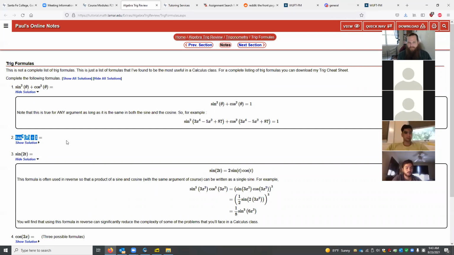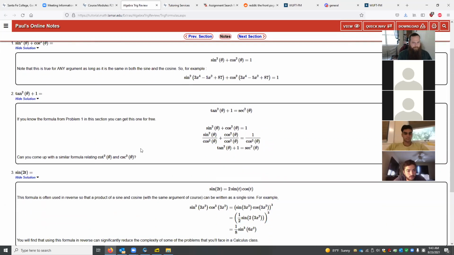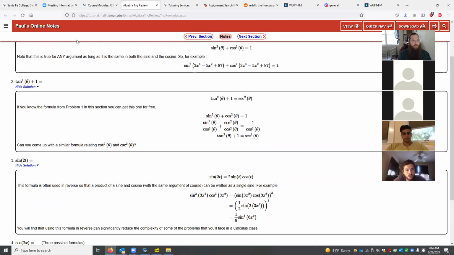I want to say secant squared. Very good, secant squared. So tan squared theta plus 1 equals secant squared. These top two, we'll refer to these as Pythagorean identities. This one, sine 2t is 2 sine t cos t. That's a double angle identity for sine.